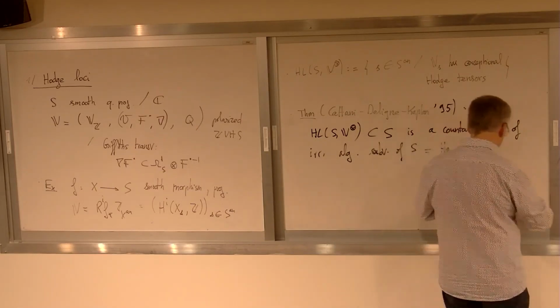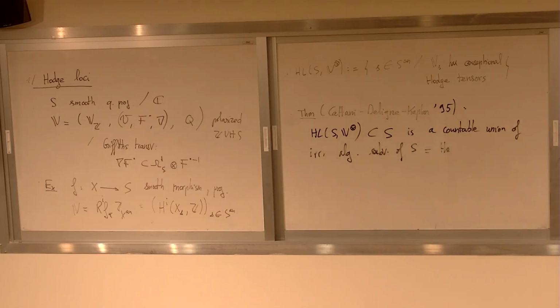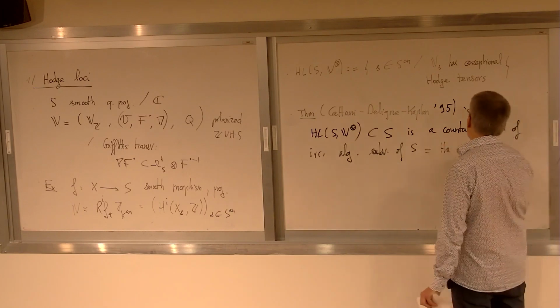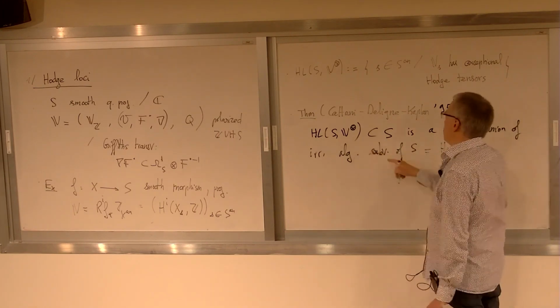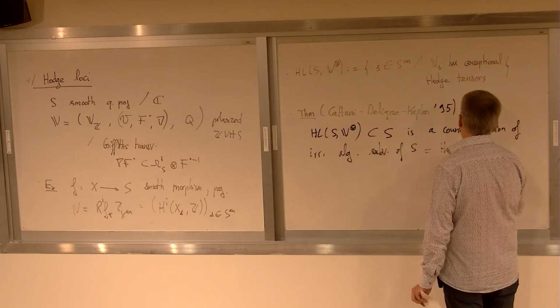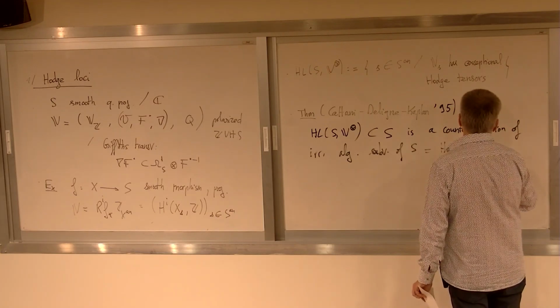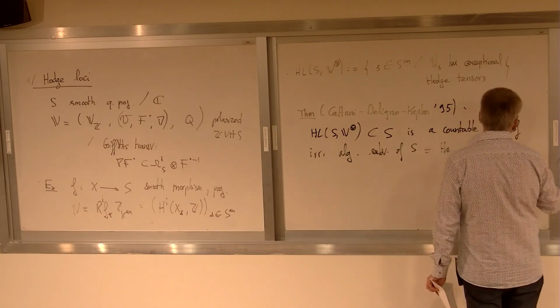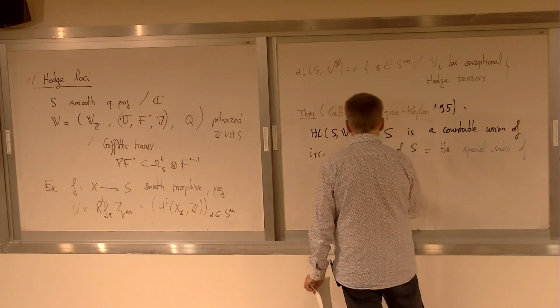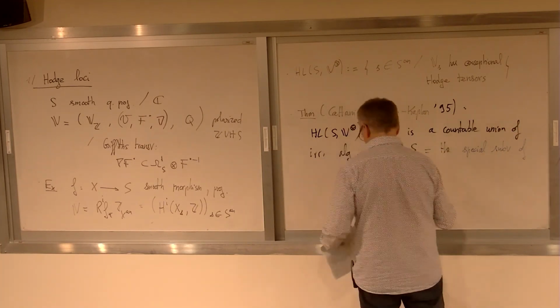Is this something also known as the Noether locus sometimes? Sorry? There's something called the Noether locus. So I will come to that in a very special case. It's called the Noether-Lefschetz locus, but it will be one of my examples, so I'll come to that. Those irreducible components of that set, I would call the special subvarieties of S for V.